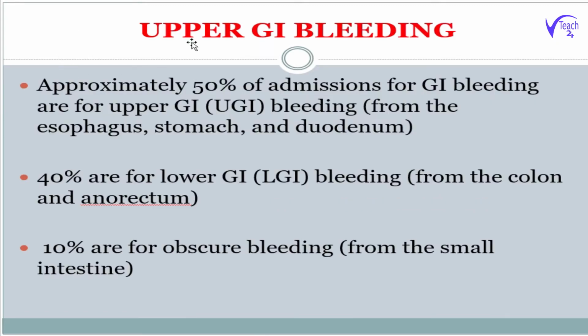What is the upper GI bleed? Approximately 50% of the admissions from GI bleed are secondary to upper GI bleeding, that is from the esophagus, stomach or the duodenum. 40% are from the lower GI bleed. The rest of the 10% are the obscure bleeding, that is bleeding from the small intestine. So how to differentiate between the upper GI, lower GI, and what management options are needed for the obscure bleeding, we'll be looking at afterwards.